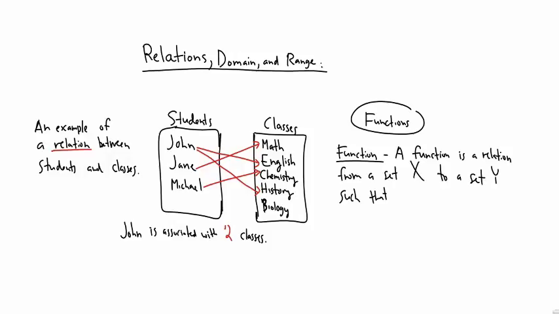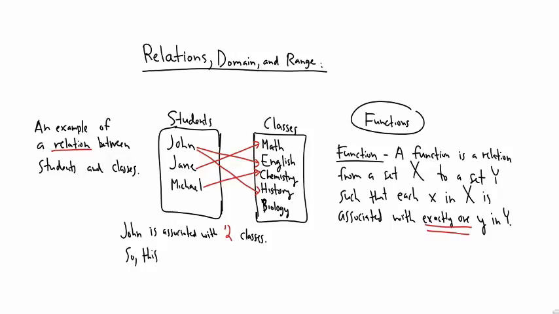So a function does that by requiring that each little x, each element, that is, of capital X is associated with exactly one element of capital Y. Let me underline that. Exactly one. So this relation here, the example, is not a function.